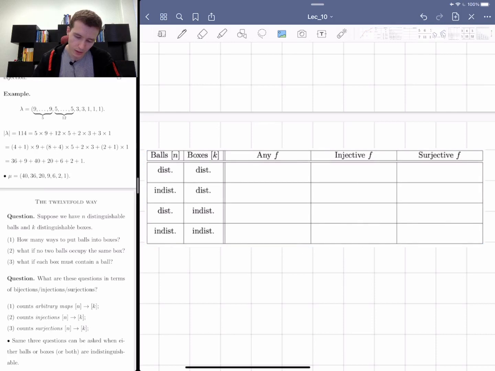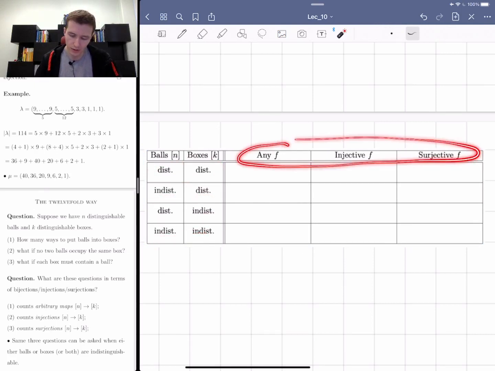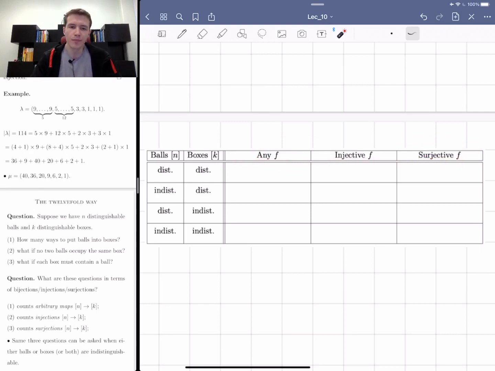Right, on the left you have distinguishable or indistinguishable options for the balls and the boxes, and on top you have either you take arbitrary maps, or injective maps, or surjective maps. So I suggest that you just pause the video and try to fill out all these places. What is very neat about this 12-fold way is that it includes all of the objects we have studied previously. So in particular, all the partitions and Stirling numbers and whatever will appear in here.